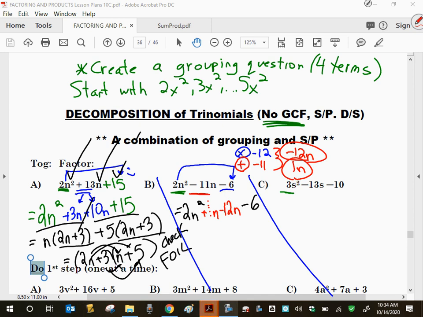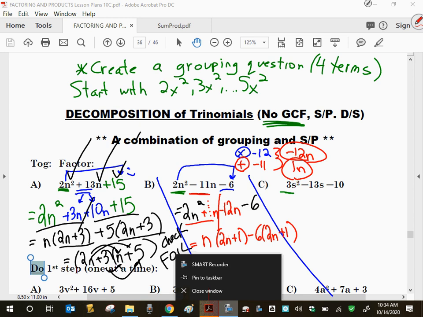When you do that, you can group, slice and dice, take the GCF of the first 2 terms and the GCF of the second 2 terms, like we did pre-turkey. If you do that properly, cancel.